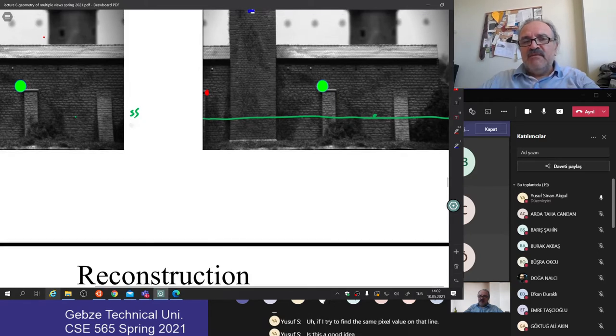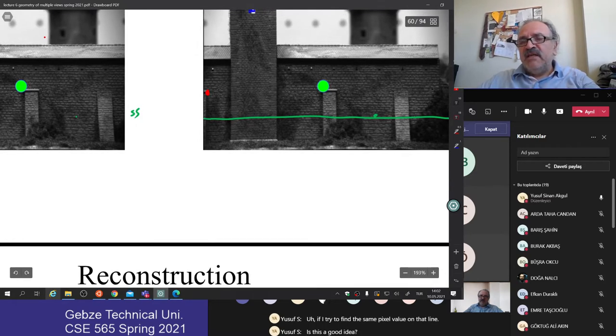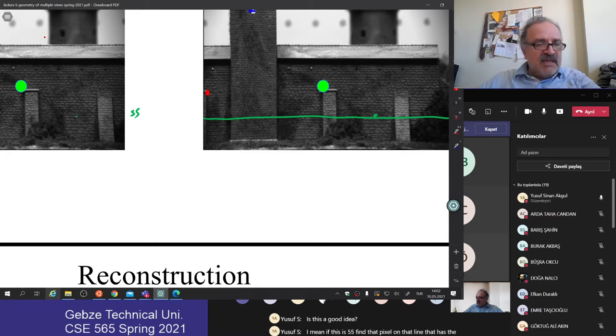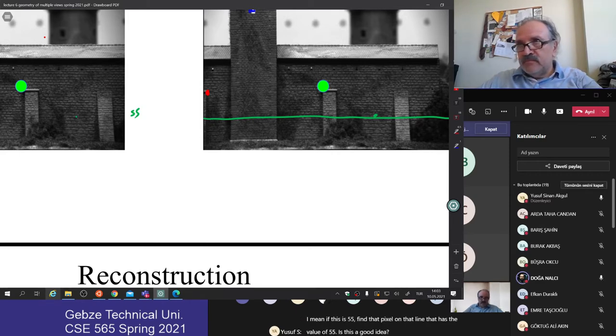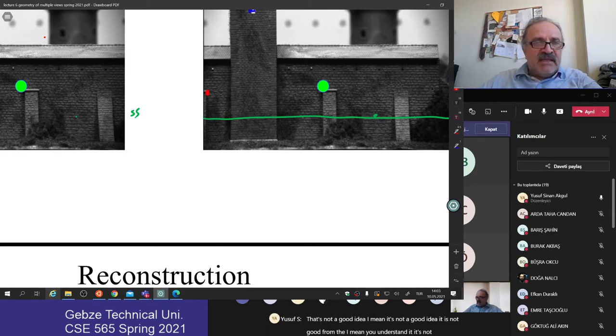I mean, if this is 55, find a pixel on that line that has a value of 55. Is this a good idea? That's not a good idea. You understand that it's not good from the way I ask it. Why is it not good?